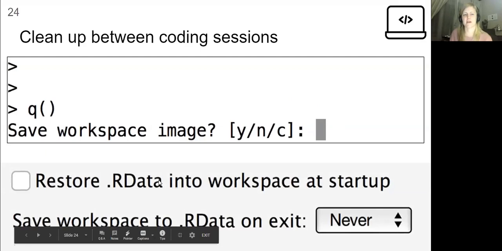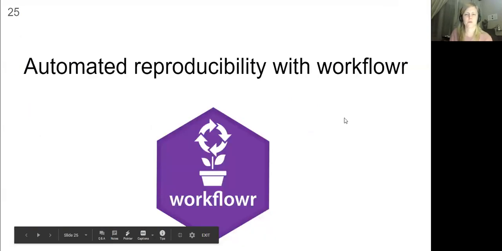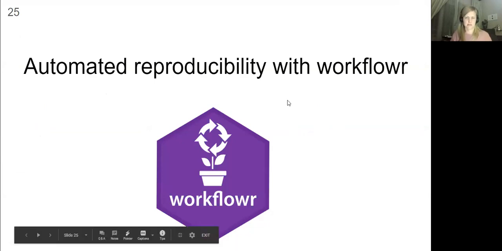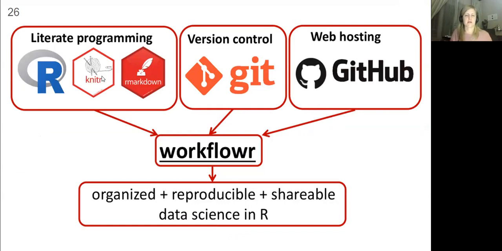So never save the workspace for this package. Okay, so workflowr is a package for automated reproducibility, and there's its little sticker. The things I've discussed now are basically summarized here. Literate programming, so that means your R Markdown. That's not just code, it's a nice literate way to put your code with your comments in between, which are not hashtag comments, but actually nice written sentences.